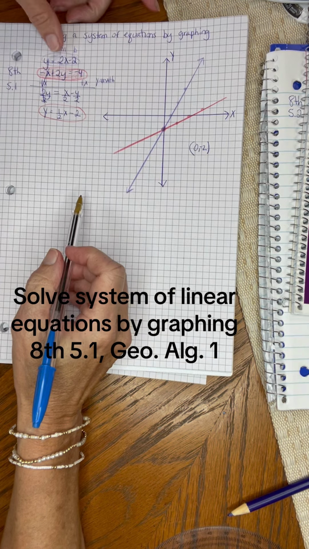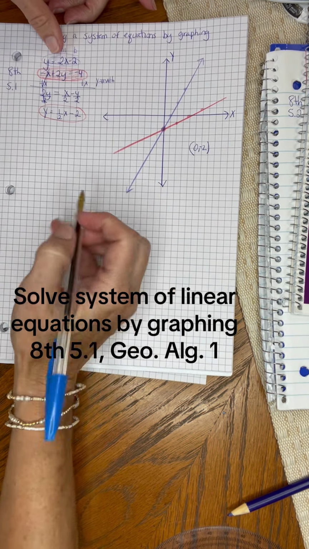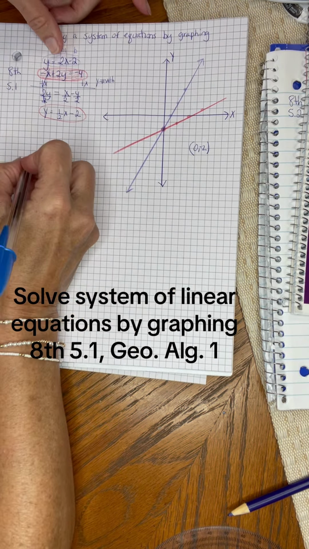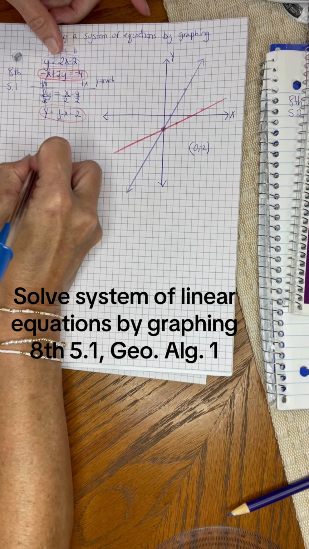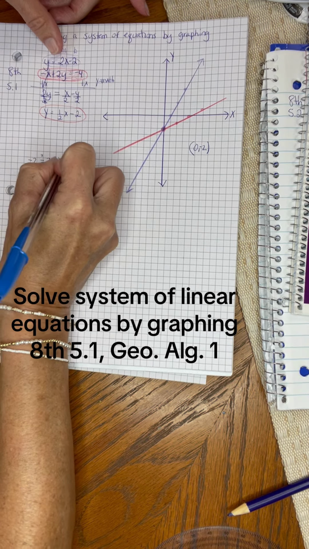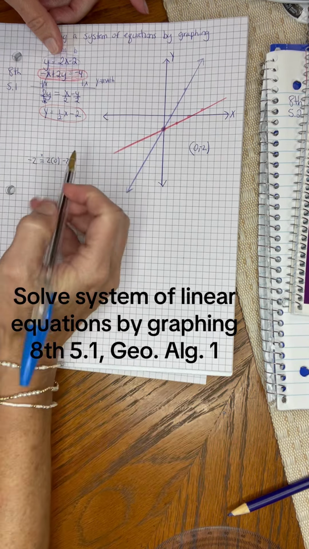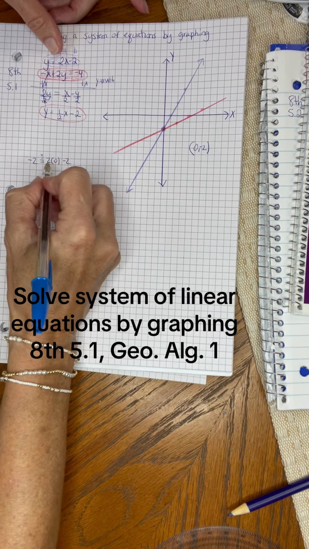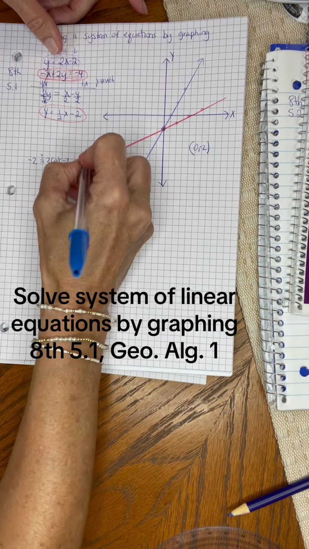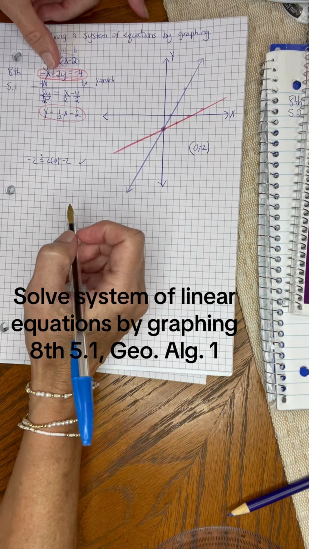Now, if I want to plug that back in to make sure that I am correct, let's test it into the first equation: negative 2. Does it equal 2 times 0 minus 2? Well, 2 times 0 is 0. Negative 2 does equal negative 2, so it worked in the first one. Now let's try the second one.